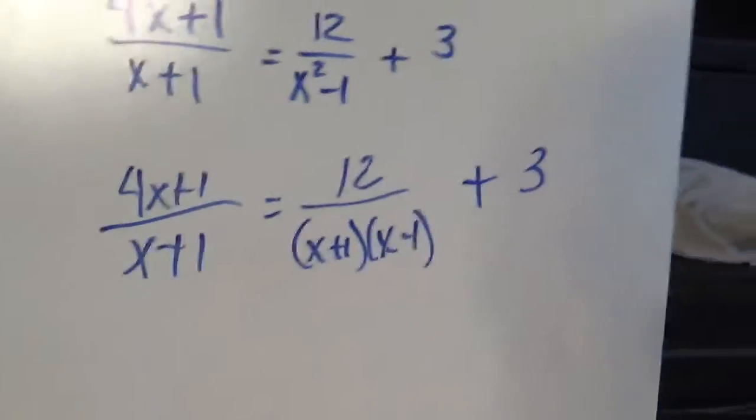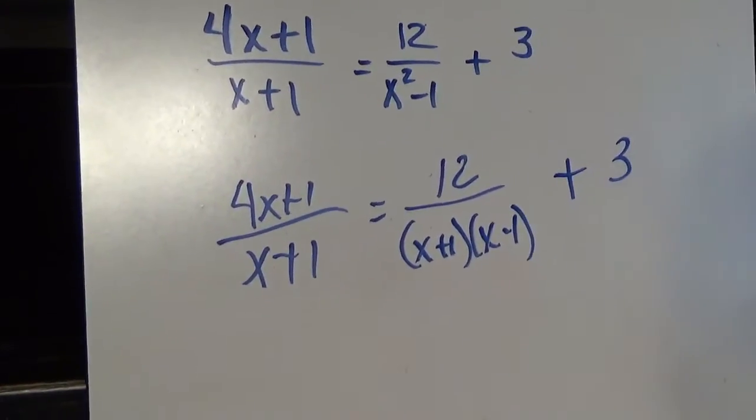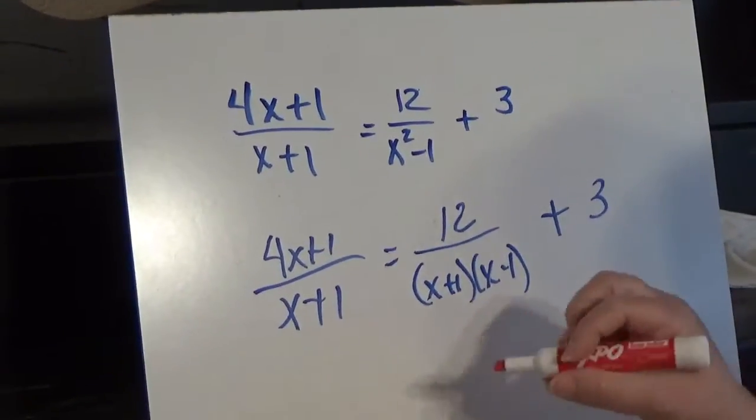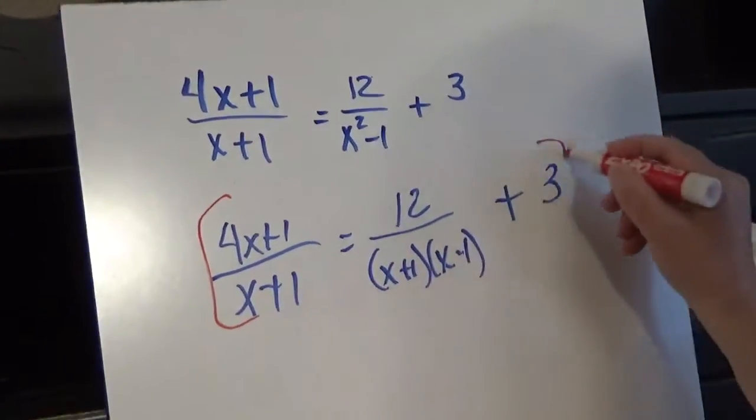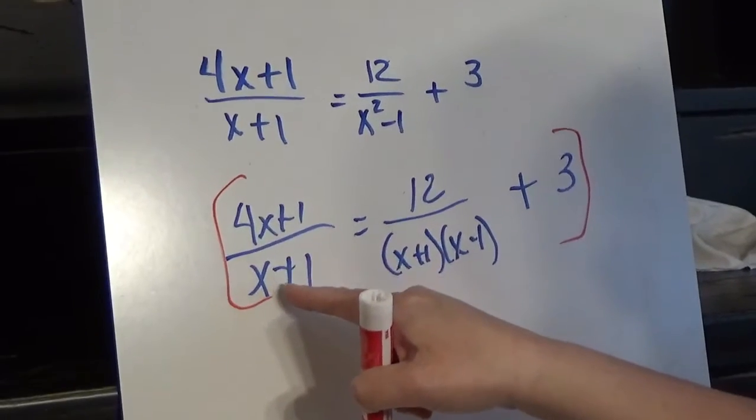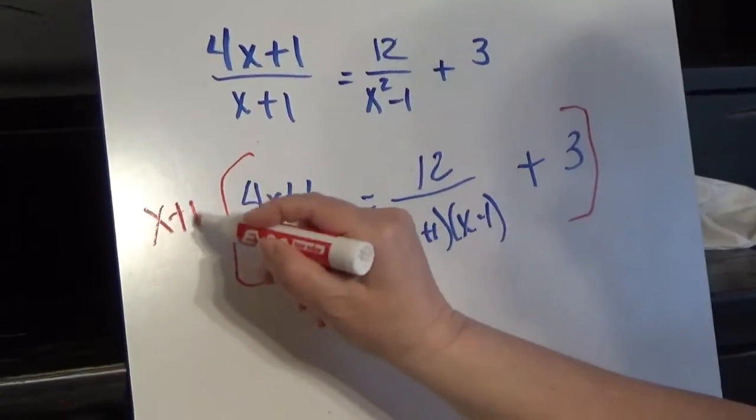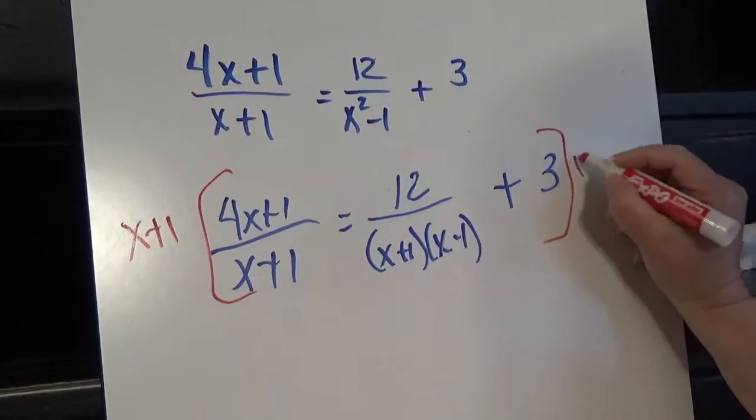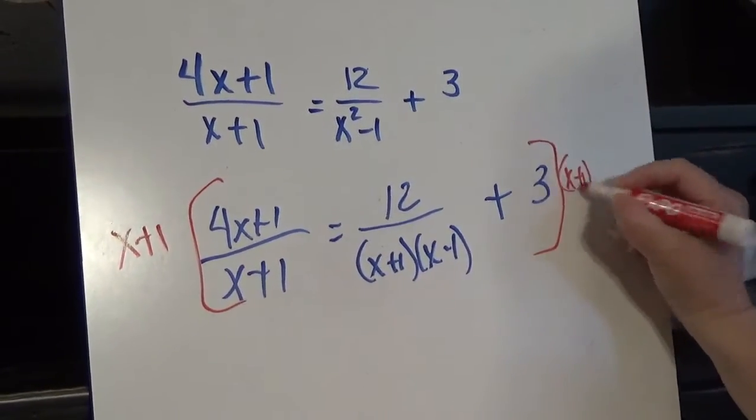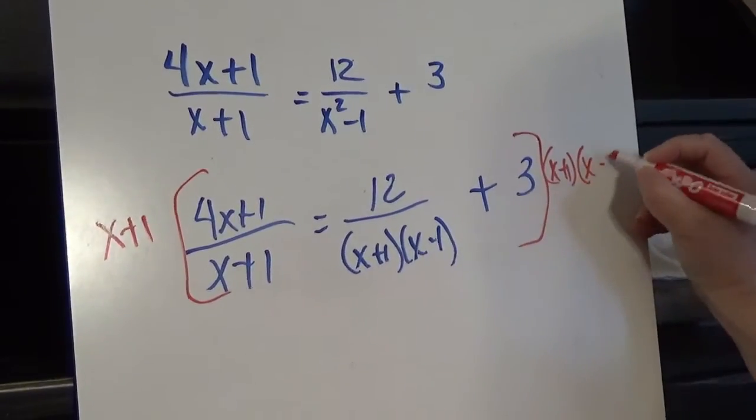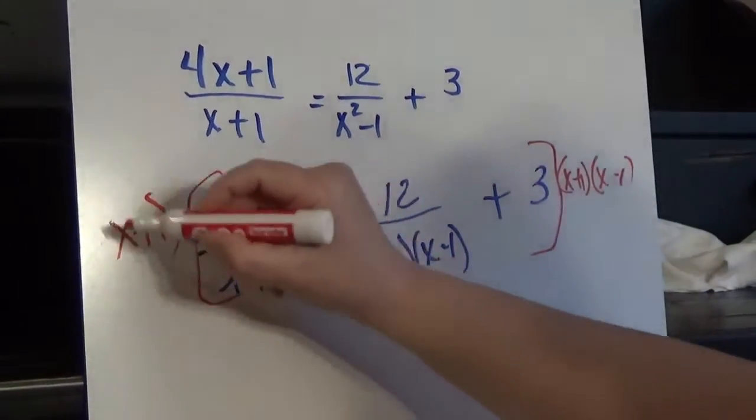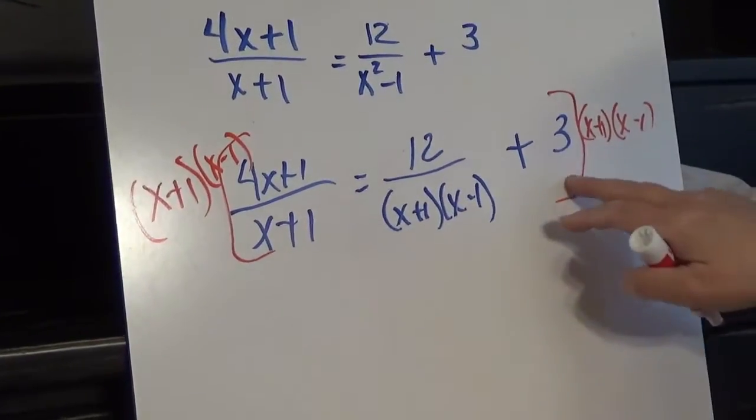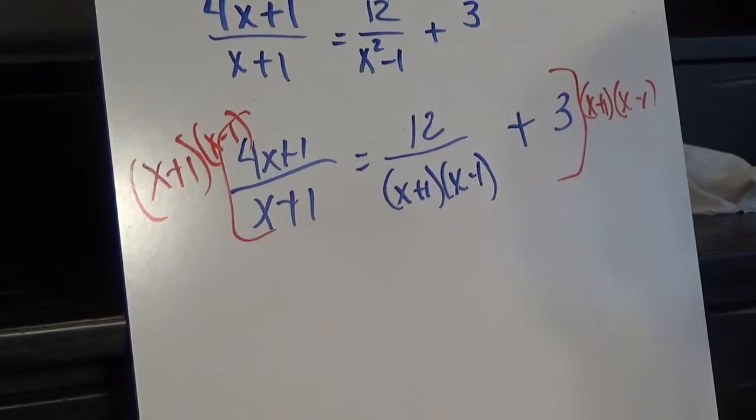plus 3. So now when I multiply, I want to multiply by the least common multiple, the thing that will cancel out all of these denominators on both sides. So over here, I need to multiply by x plus 1. But on this side, I need an x plus 1 and I need an x minus 1. So whatever I do to the right side, I also have to do to the left side. So it's going to get an x minus 1 also. And then here there's nothing to cancel, so I don't need to add anything else.